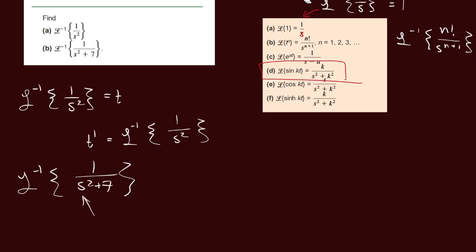The 7, we can honestly rewrite this as the square root of 7 squared. So this is going to be our k, my bad. But we have that k should also be on the top. So this is what we're going to do. First, let's take the inverse of that. So sine k of t is equal to the inverse of k over s squared plus k squared.